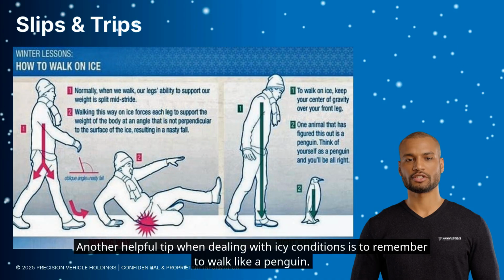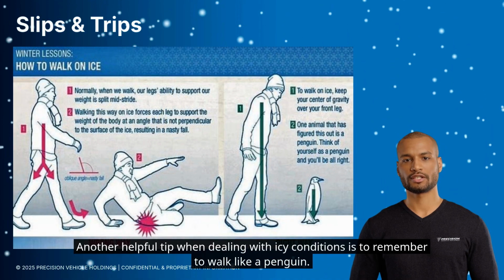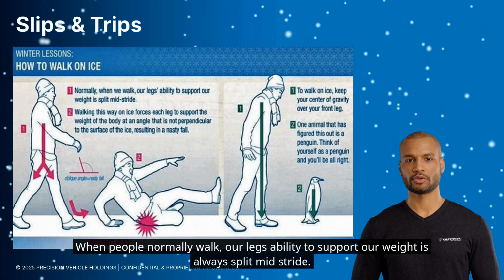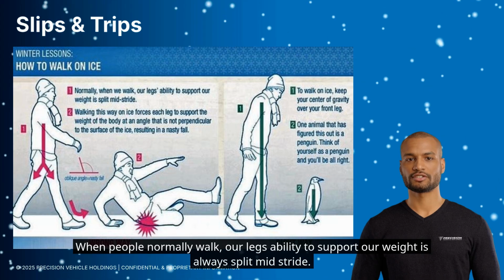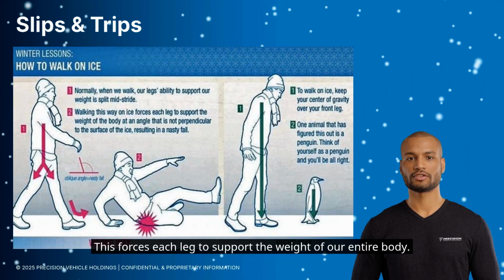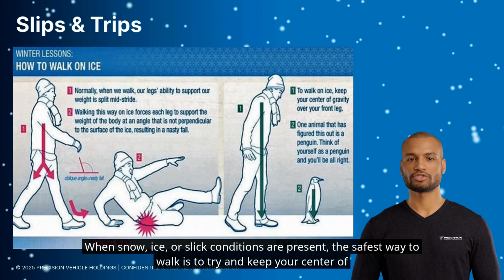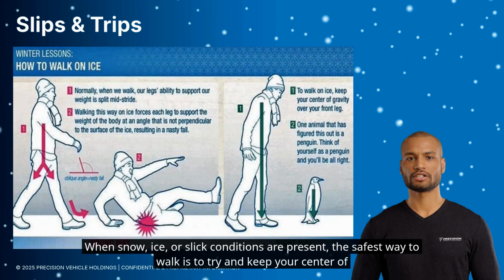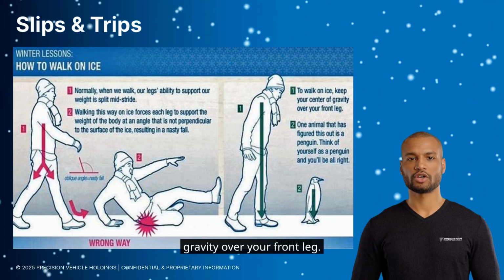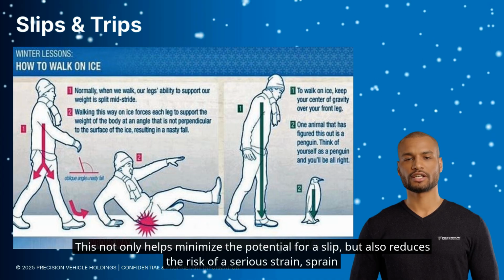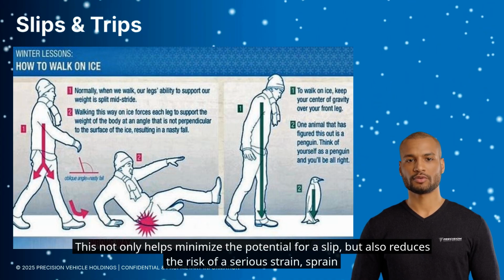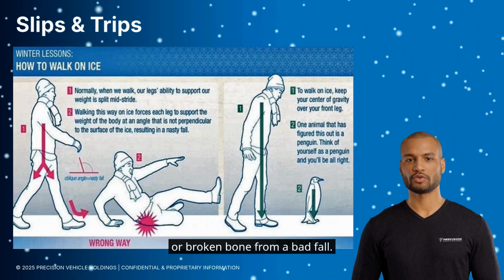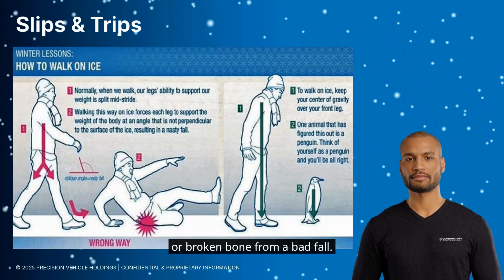Another helpful tip when dealing with icy conditions is to remember to walk like a penguin. When people normally walk, our legs' ability to support our weight is always split mid-stride. This forces each leg to support the weight of our entire body. When snow, ice, or slick conditions are present, the safest way to walk is to try and keep your center of gravity over your front leg. This not only helps minimize the potential for a slip, but also reduces the risk of a serious strain, sprain, or broken bone from a bad fall.